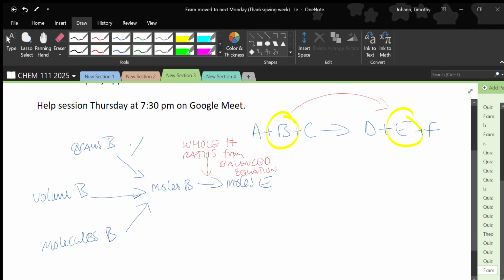But grams of B to moles of B, what's our conversion factor there? It's the molecular mass of B. Volume of B, so this is a solution volume, to moles of B. It's molarity. Our molarity is moles per liter, so if I have volume, I can get moles. And then molecules of B, what's that? Avogadro's number.